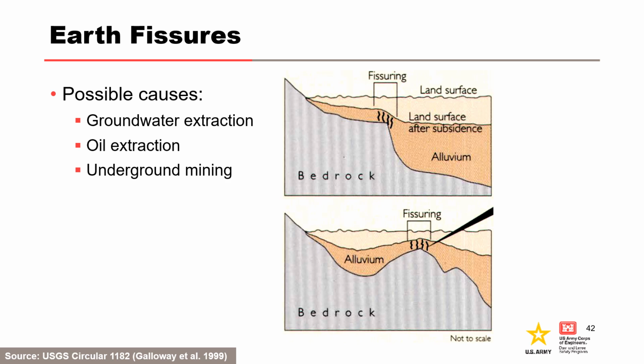Earth fissures can occur where the ground subsidence causes differential settlements. Possible causes include groundwater extraction, oil extraction, and underground mining. Earth fissures can be along the edges of the subsidence area, or as shown in the figures, where the thickness of the soil deposit varies.